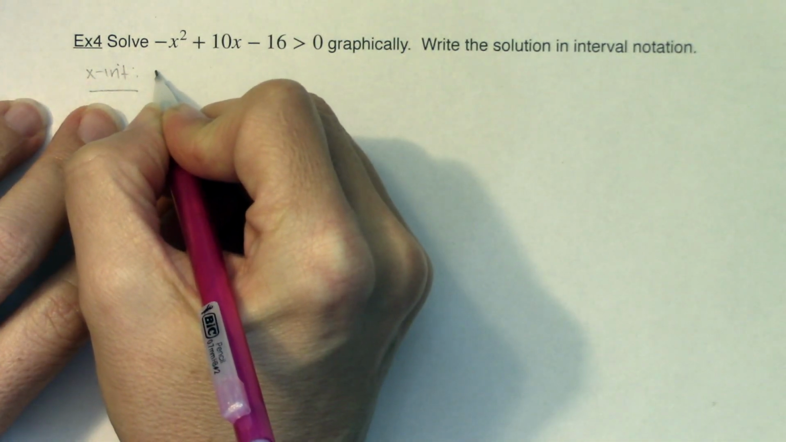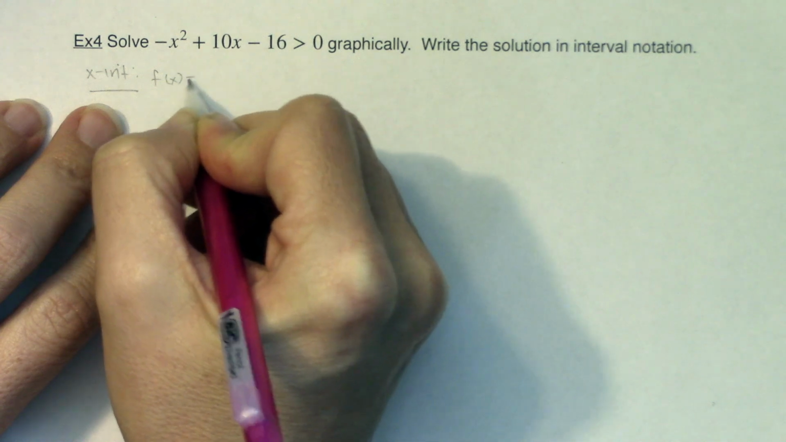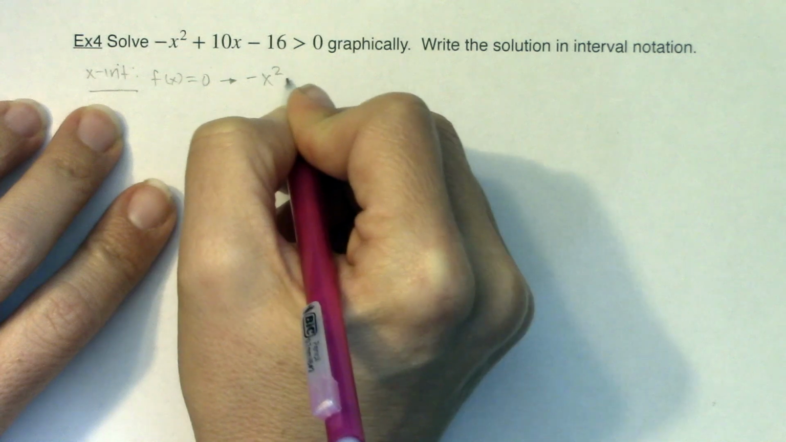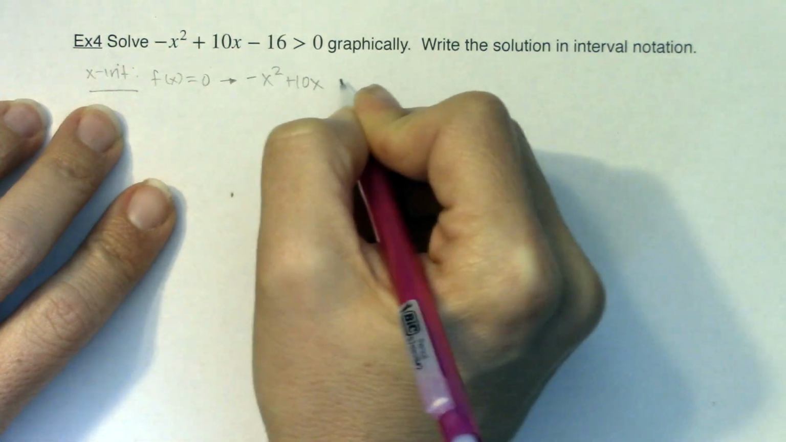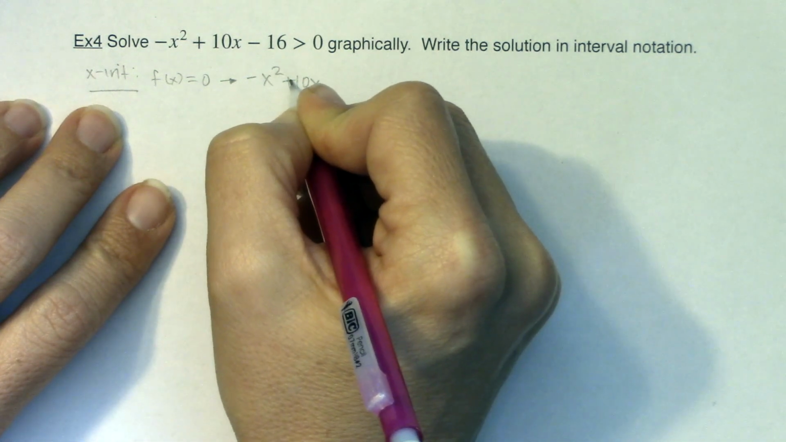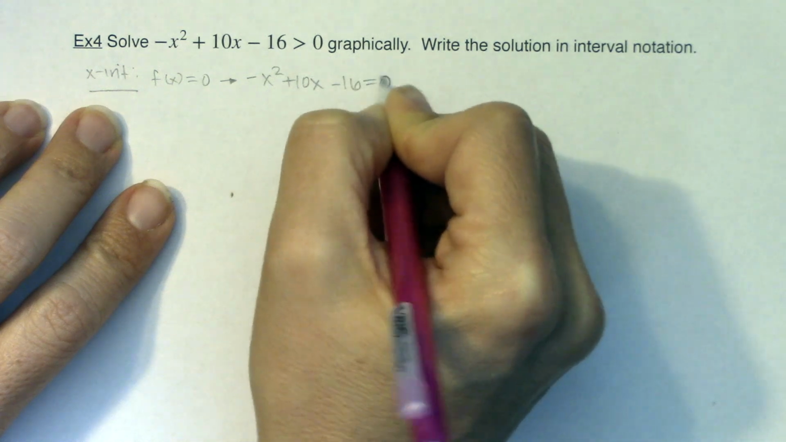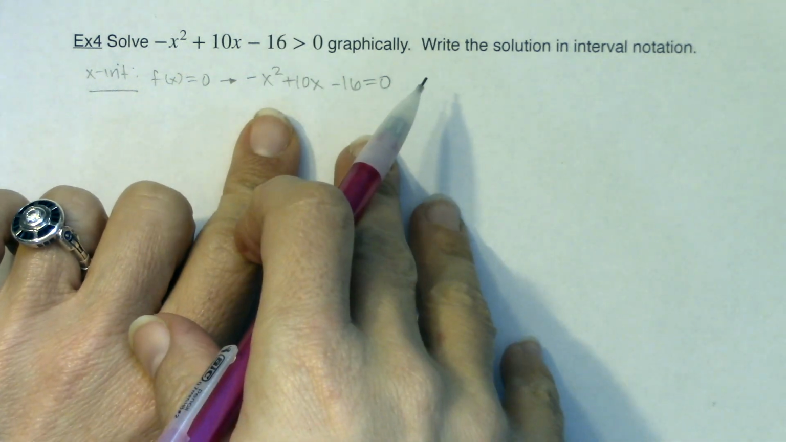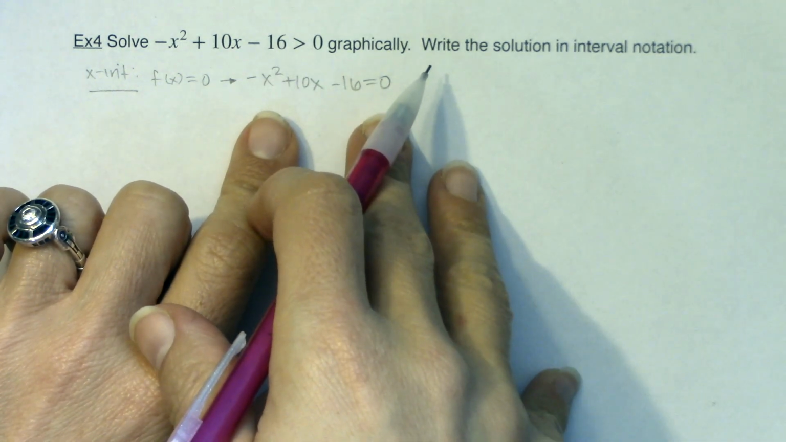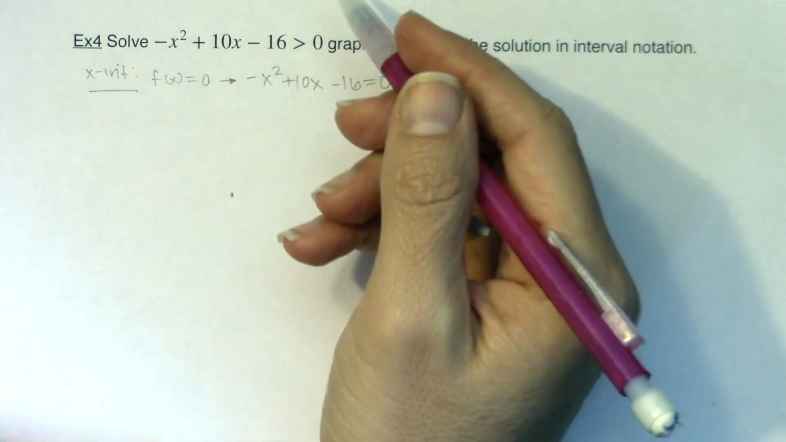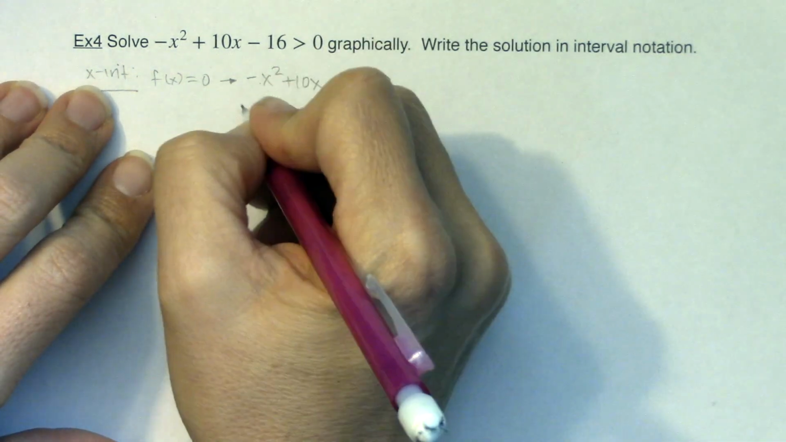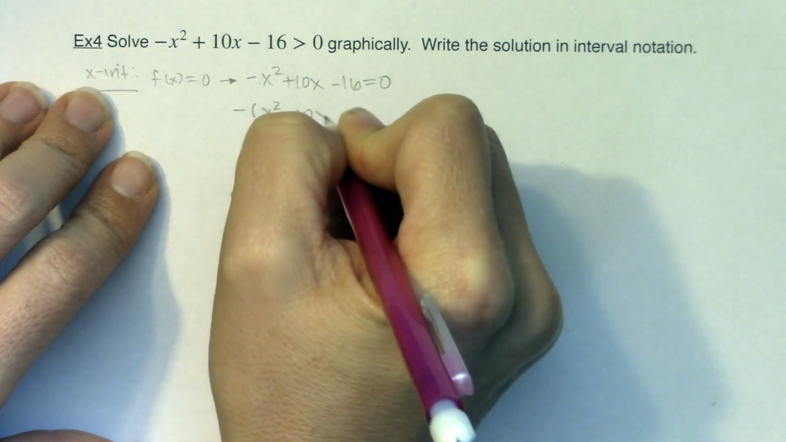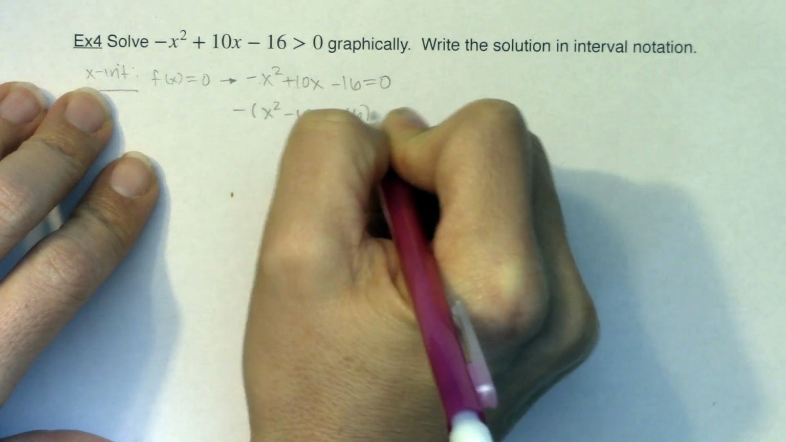So if you ever want to find an x-intercept, you always let y equal 0. So for this particular problem, that means set your quadratic expression, negative x squared plus 10x minus 16, to 0. And you could factor, complete the square, or use the quadratic formula. I personally am going to factor. And when I factor, I don't like to have a lead negative, so I'm going to factor out the negative, which means I'm going to change signs on everything.